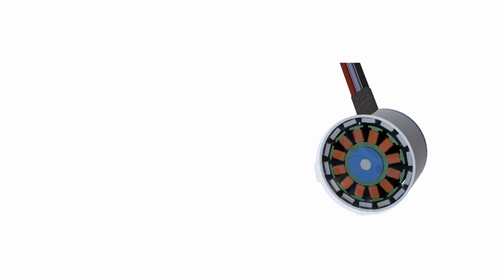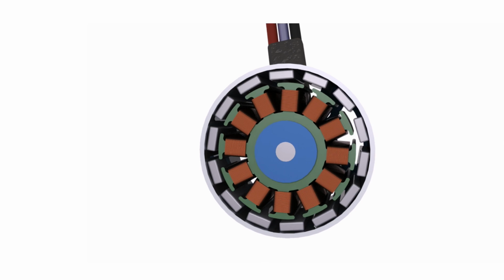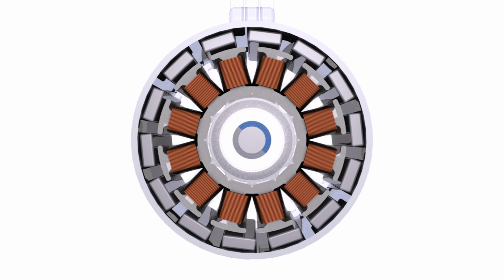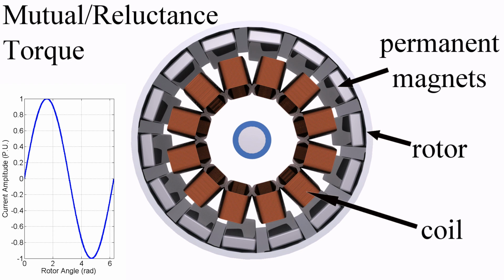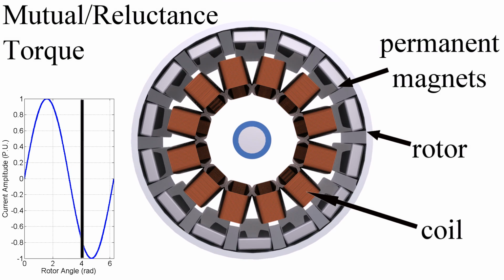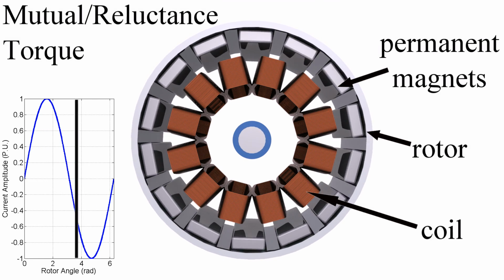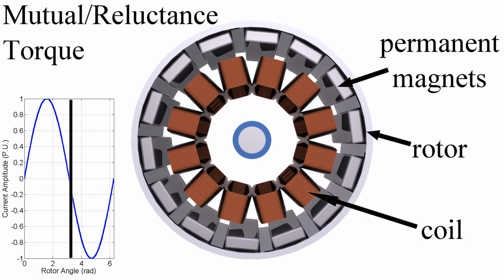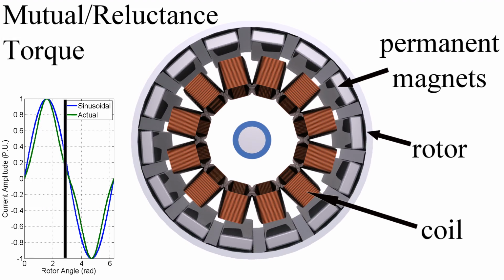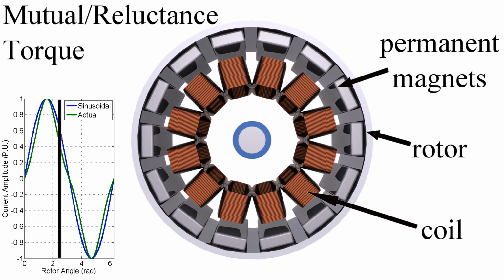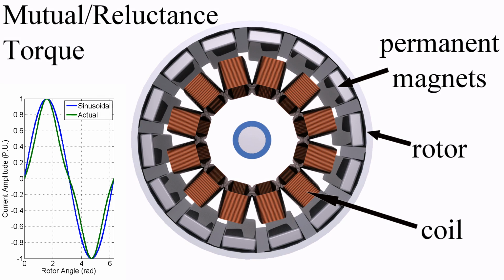Let's look at the three main sources of torque ripple to see if we can help this problem. Mutual and reluctance torques are when current flows through the coils causing a magnetic field that reacts with the magnetic fields in the rotor. The shape of these currents with respect to the motor position should be sinusoidal or trapezoidal to make the motor spin, but in reality they aren't, and this shape discrepancy causes the torque ripple. Voltage and current sensors can measure the discrepancy.